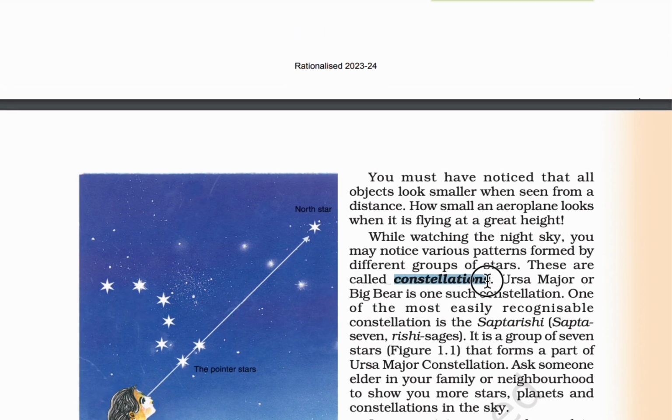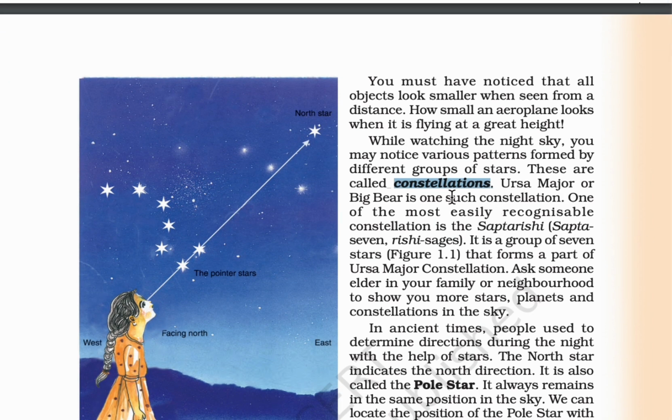So constellations are patterns formed by different groups of stars in a clear sky. These patterns are called constellations. In ancient days, people used to determine directions using the constellations. One of the major constellations is the Ursa Major constellation, or Big Bear constellation.